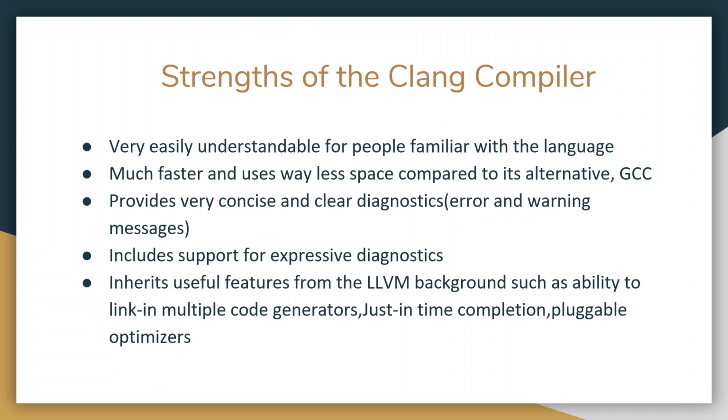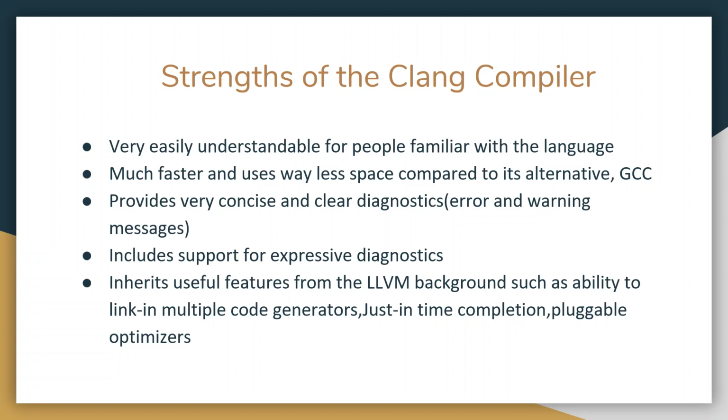Now coming to the strengths and the limitations of the Clang compiler. Due to Clang being a relatively new compiler, it has quite a few advantages over its relatively old counterparts. Clang is much faster and uses way less space compared to GCC, while supporting the same languages and providing similar functionalities. It provides very clear and precise diagnostics, which are error messages, and includes support for expressive diagnostics. Clang is very easily understandable for people familiar with the language being used.